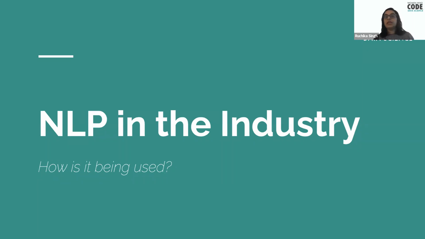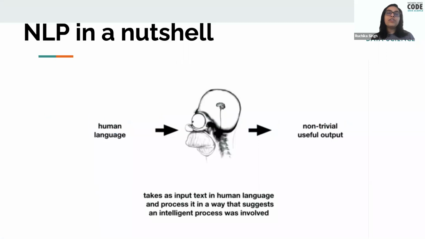When I say industry, it can be anything. It can be banking, marketing, CRM, finance, the hedge fund. So NLP is being used everywhere, and let's see how it is being used. In a nutshell, the way I explain it to my clients and partners is that you are taking human language and processing it in a way that gives you non-trivial useful output.